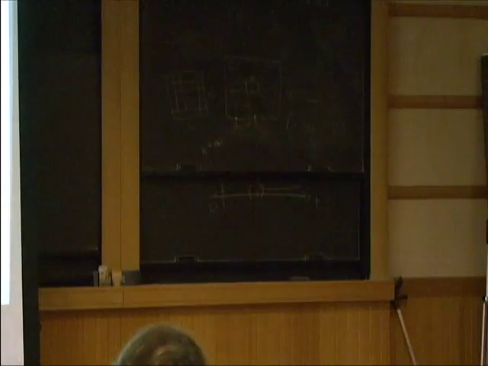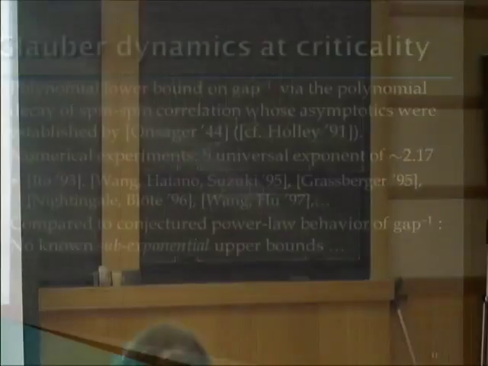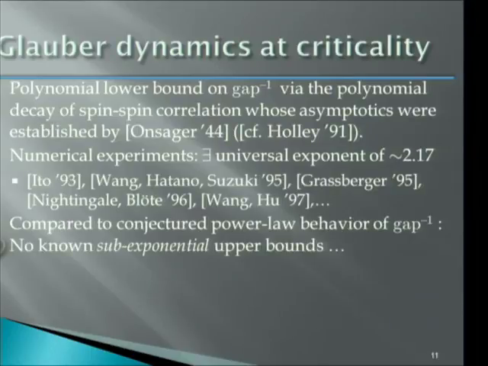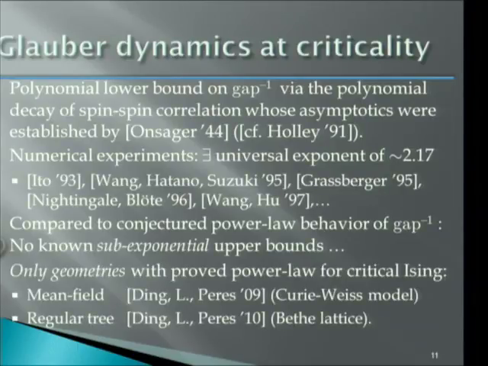Okay. So this is the gap. This is exactly what we're after. But compared to the conjecture that it should be a power law, there was no known sub-exponential upper bound. So nothing, essentially, for a long while. And the only geometries where we showed the power law for critical Ising, we already discussed the mean field, and I did mention that we had this work on a regular tree. On a regular tree, and both of these methods are very specific to those models.